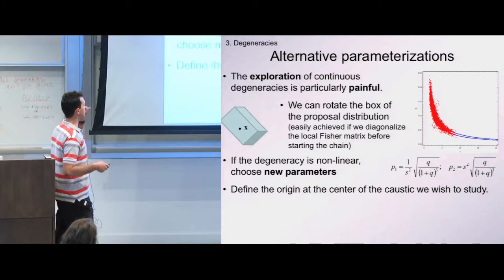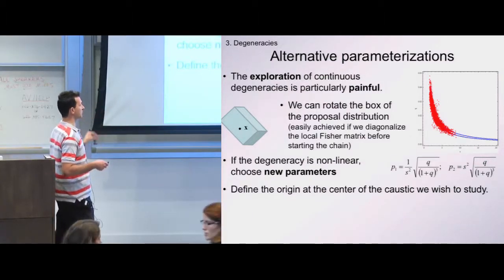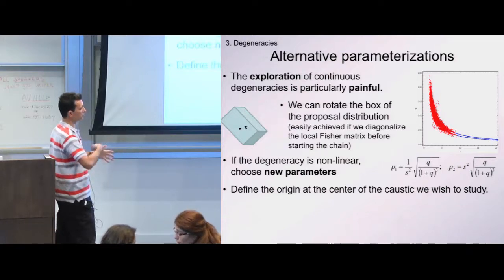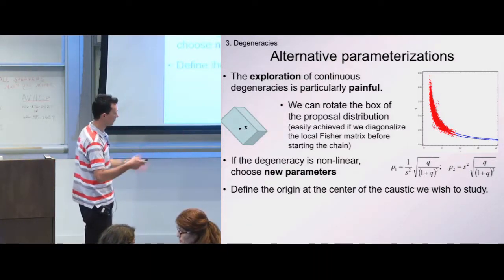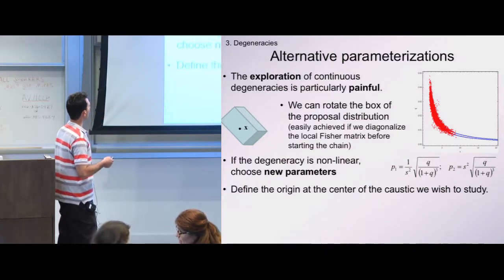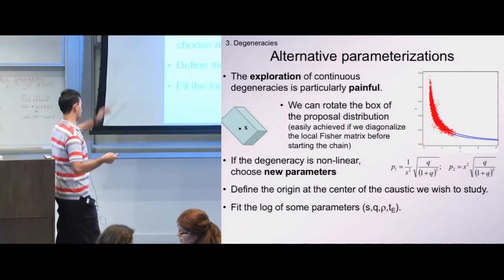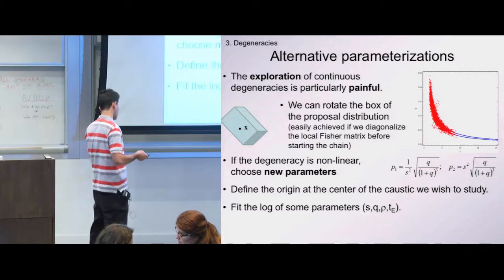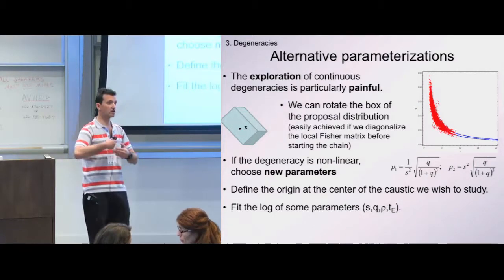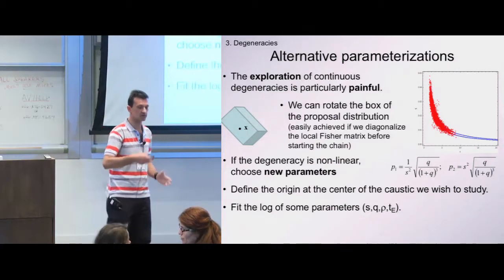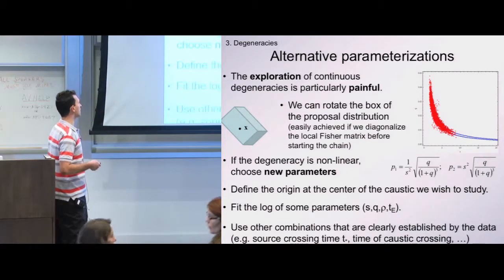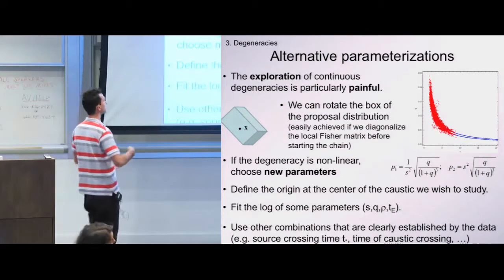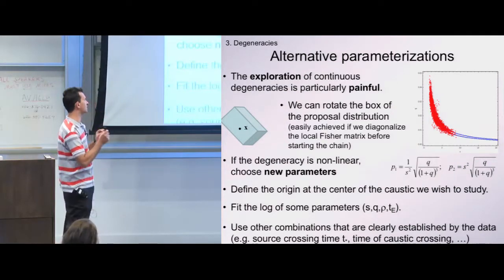Other tricks: you can define the origin of your coordinates at the center of the caustic we wish to study, so that we don't have degeneracies between u0, t0, and whatever. Other tricks: fit the log of some parameters. Since s and q may vary over orders of magnitude, sometimes it's better to fit the logs of these quantities. And otherwise, you can use combinations that are clearly established by the data.